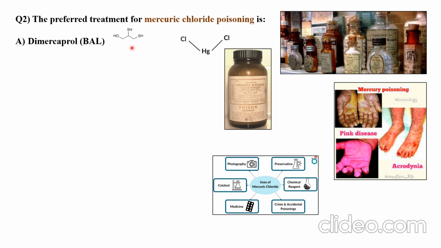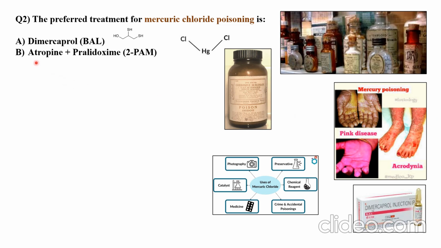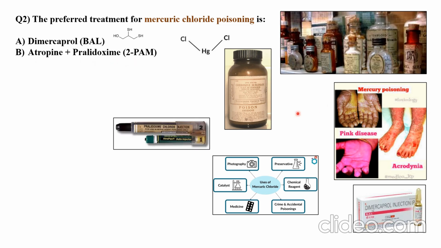This is the typical structure of dimercaprol, where you can see two thiol groups, which is the reason it is called dimercaprol. This is a typical packaging of dimercaprol injection available in the market. Other brands are also available, and you can see BAL written here. Option B is atropine plus pralidoxime, commonly known as 2-PAM. This is the packaging available in the market. It is always available as a combination: one is atropine, and two is pralidoxime.